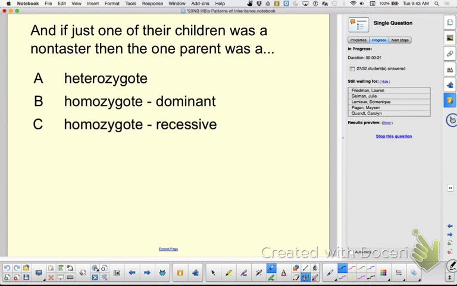My dad has brown eyes. My mom has blue eyes, and my little brother has blue eyes. That would make sense.